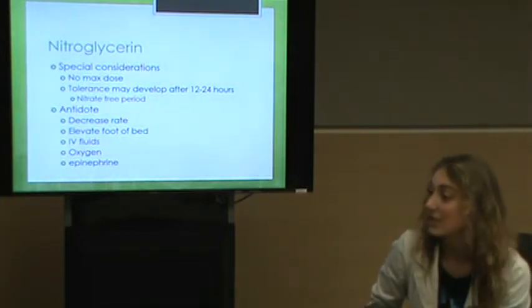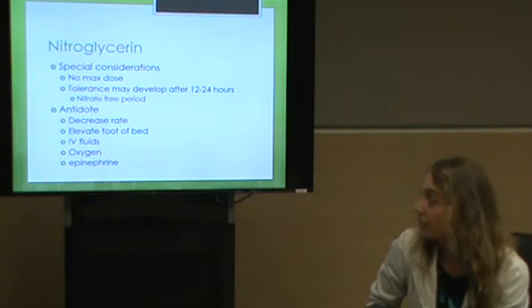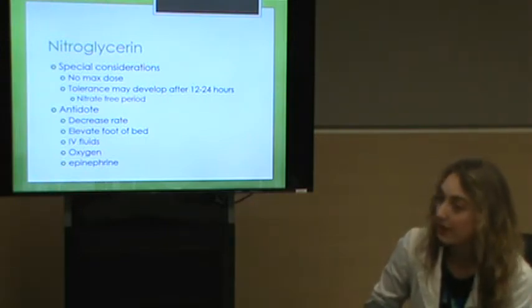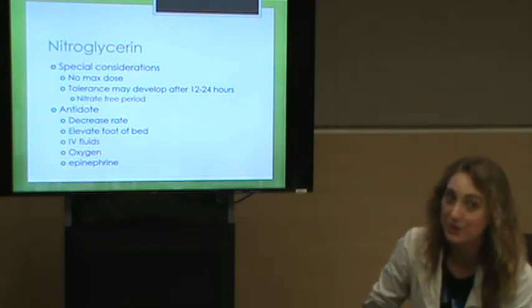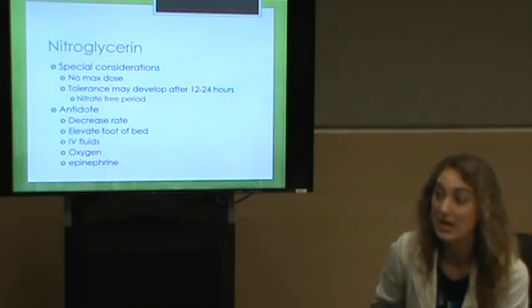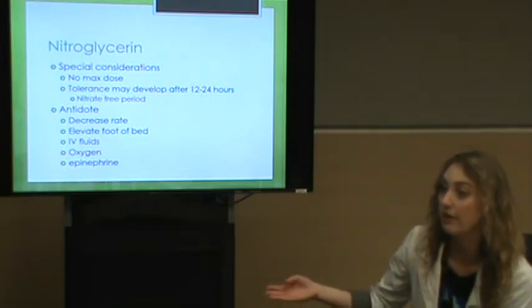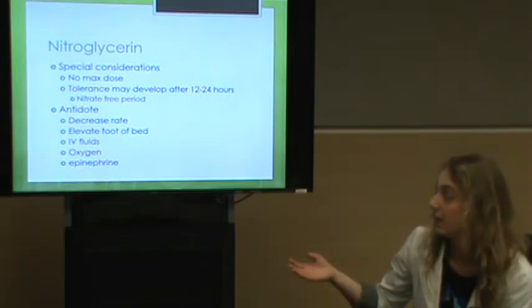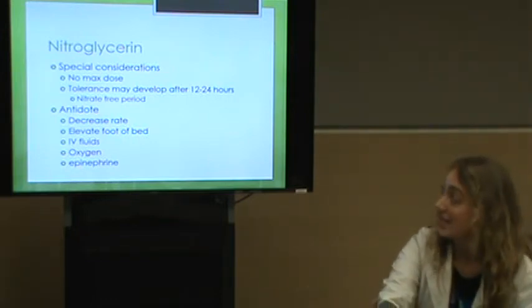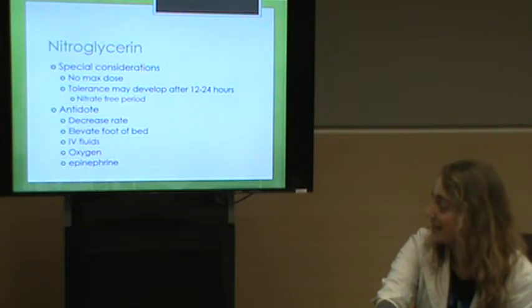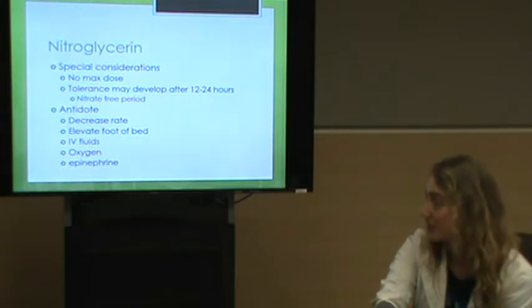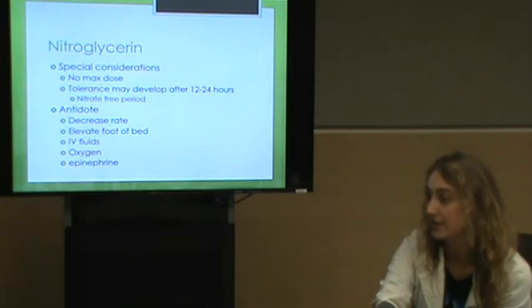It's important to note that tolerance can develop after 12 to 24 hours, so you would want to have a nitrate-free period. At one point, they recommended a 4-hour window, and now they're noticing that's not sufficient. So instead, they're recommending if a patient is on a nitro drip for 12 to 24 hours, you would want to give them a 10 to 12-hour window after that before resuming. There is an antidote for nitroglycerin, and it's epinephrine, but you also need to decrease the rate, elevate the foot of the bed, administer IV fluids and oxygen.